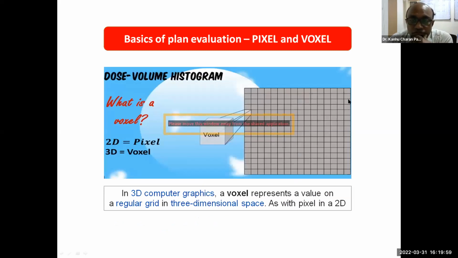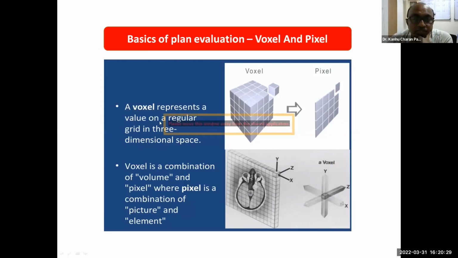If you see any dose distribution area in the CT planning, it is divided into pixels, that is 2D, and voxels in 3D. In 3D computer graphics, a voxel represents the value of a regular grid in three-dimensional space, as the pixel does in 2D. So it is the smallest 3D volume, called a voxel. A voxel is a combination of volume and pixel, where pixel is a combination of picture and element. If you take a CT planning scan and divide the planning volume into various voxels, you can see how much dose distribution there is in each voxel, a unit of the area.